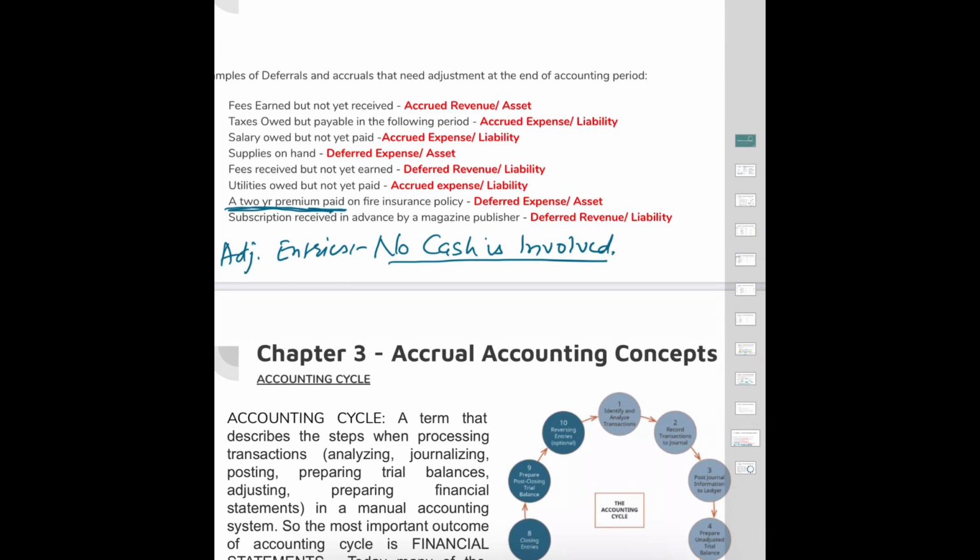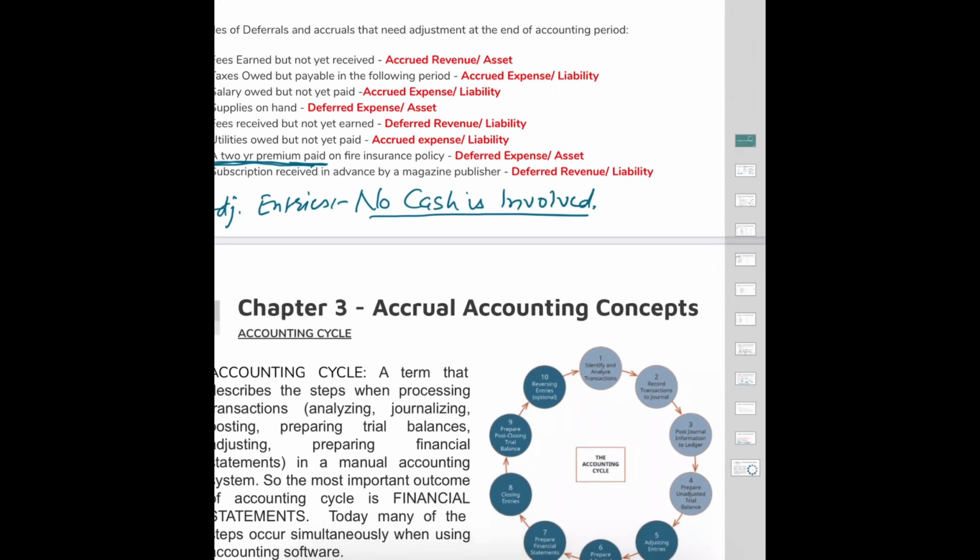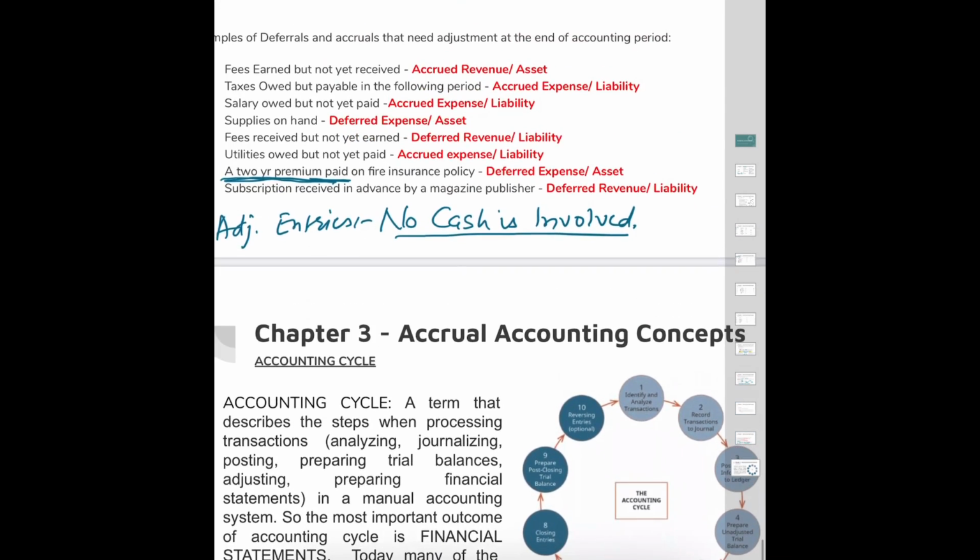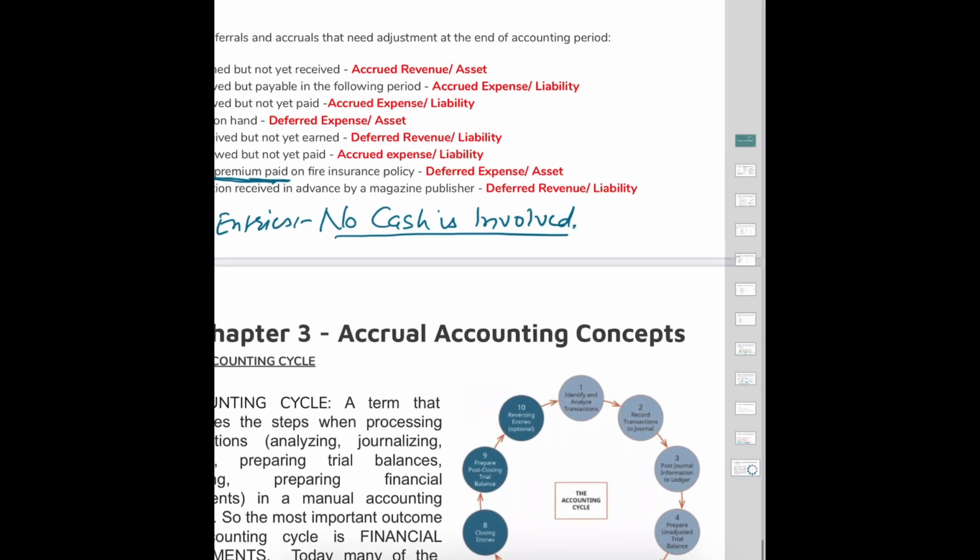Now let's talk about this accounting cycle just briefly. So the accounting cycle, it's a term that describes the steps when processing transactions. Processing means we are going to analyze the transactions, we are going to post them in the journal ledger, we will prepare the trial balance, then we will do the adjusting entries, and then we will prepare the financial statements in the manual accounting system. So the most important outcome of doing all these steps is to prepare financial statements. Okay. Today, many of these steps occur simultaneously when using the accounting software. So let's look at the diagram.